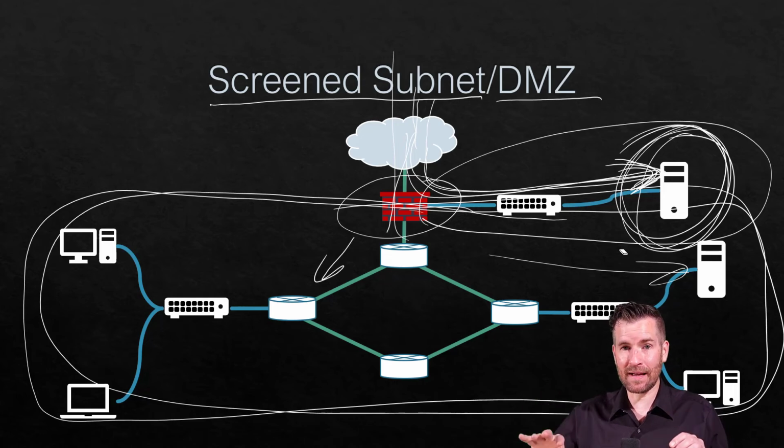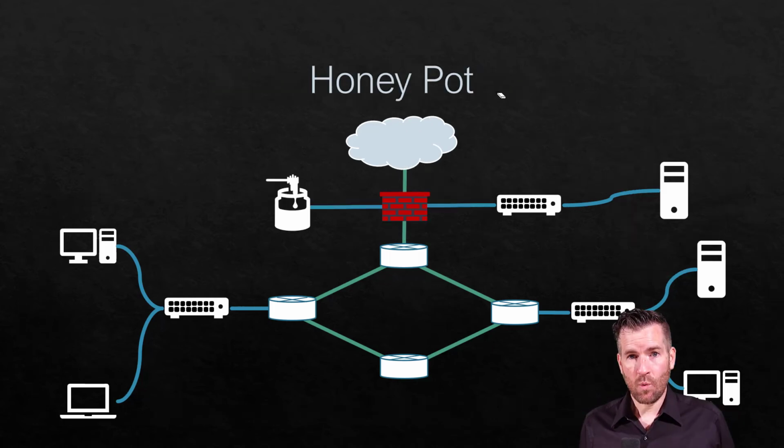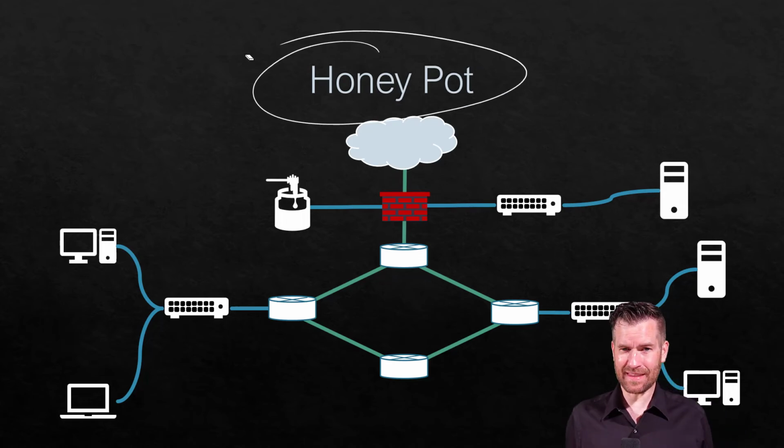Essentially, it's segmenting our less secure networks and our more secure networks. So that is a screened subnet or a DMZ. We can also set up a honeypot. A honeypot is something that's going to be enticing to a hacker.